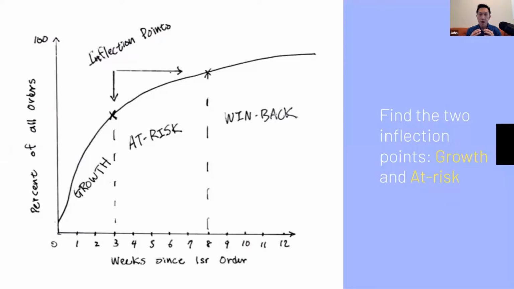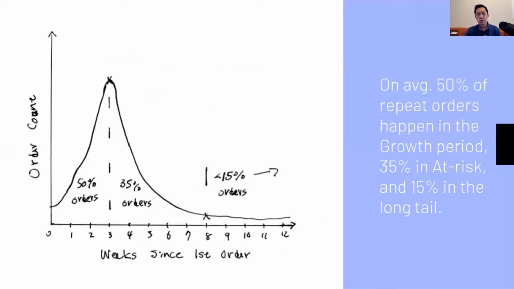And so that is the whole goal, right? The goal is to figure out these inflection points based on purchase cycles to turn them into your precision marketing timing. So if that's the cumulative chart, what does that look like in absolute terms? Again, these are for illustration purposes. I'm not saying these are the exact cutoffs for your store, but what we've seen on the stores that we've observed is that 50% of repeat orders tend to happen in the growth period. All right, 50% of all repeat orders happen in the growth period. That's more than half of the orders, right?